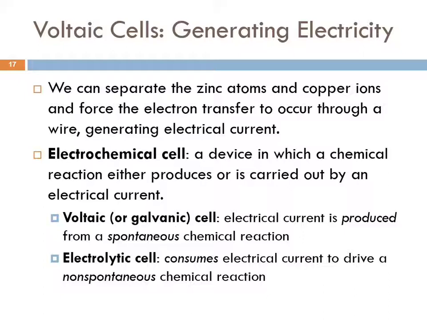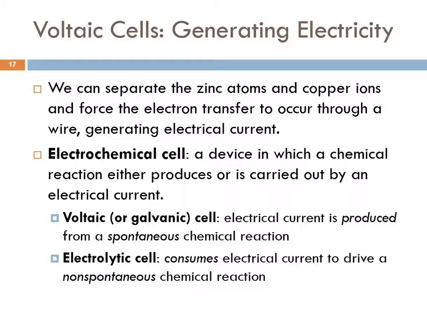What we call an electrochemical cell is a device in which a chemical reaction either produces electricity or is caused to happen by an electrical current. So there are 2 types of electrochemical cells. There's a voltaic cell, sometimes called a galvanic cell, and this is one where we produce electricity from a spontaneous reaction. An electrolytic cell consumes electric current to drive a non-spontaneous chemical reaction.